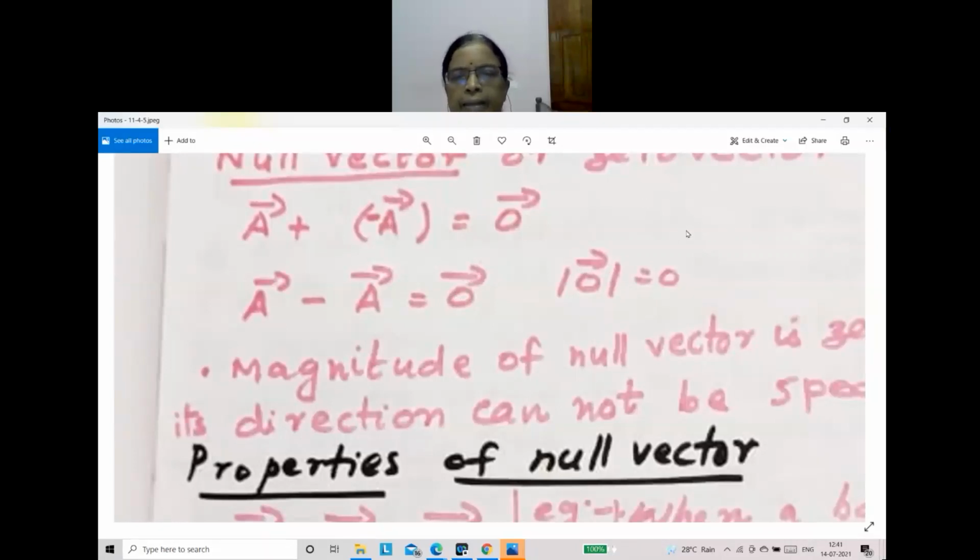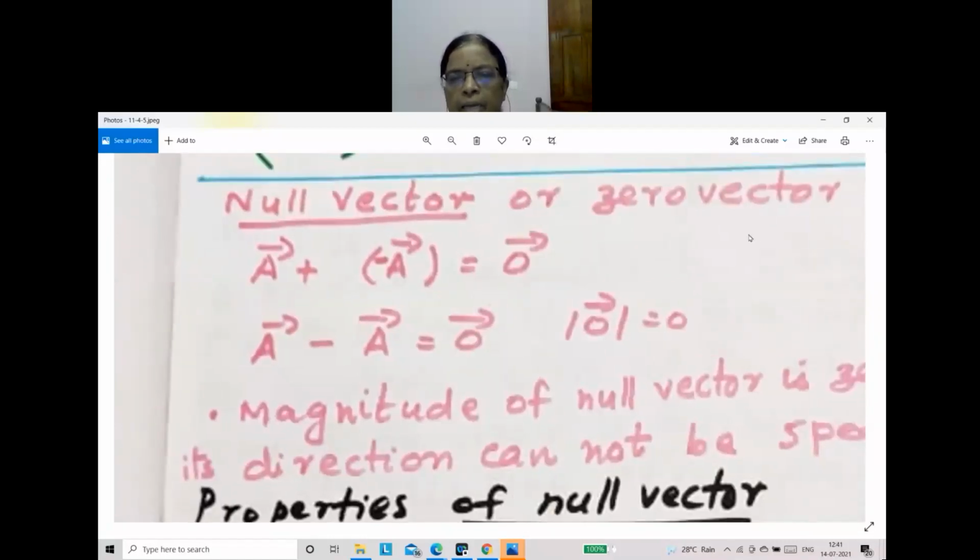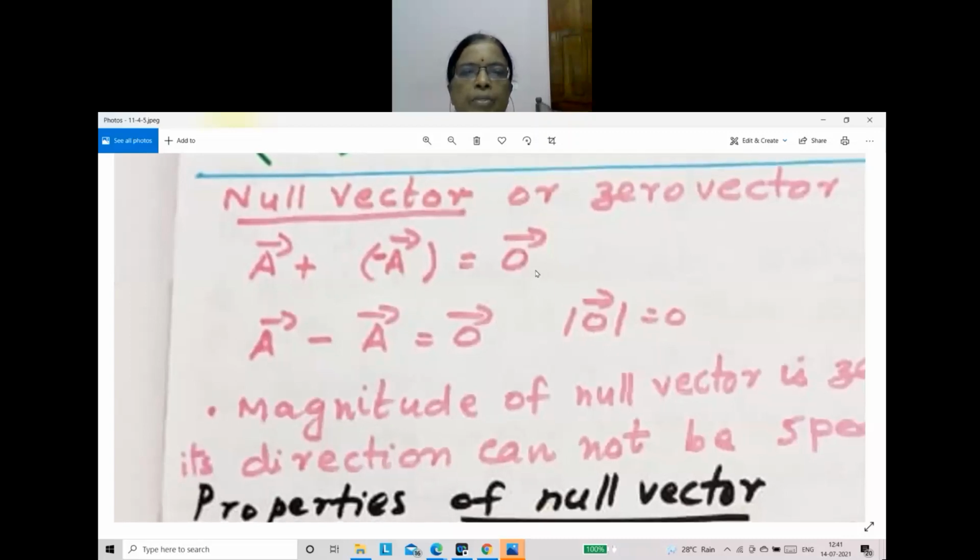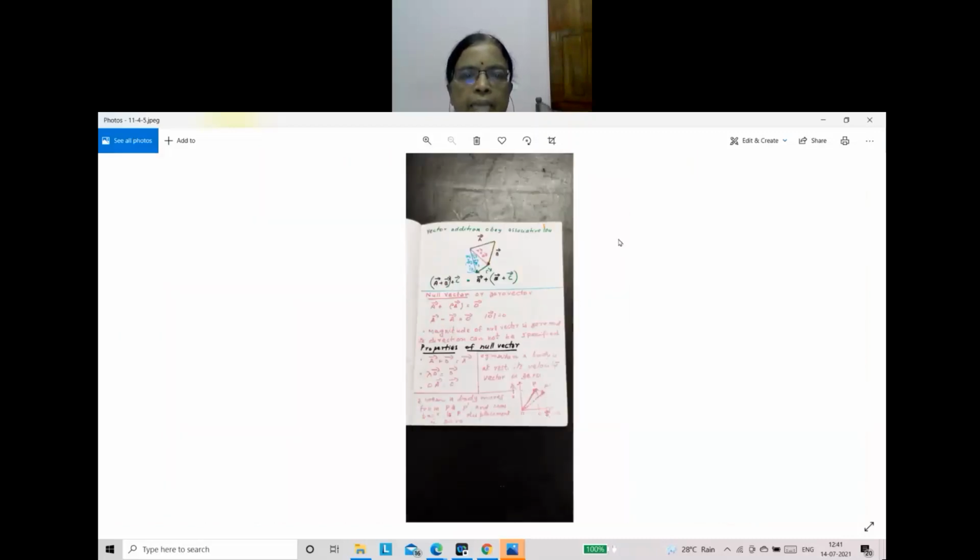Direction is not specified, no particular direction. No direction you can tell. So, null vector is a 0 vector. It is having magnitude 0 and no specific direction. Okay. That is 0 vector. So, there are properties of 0 vector.